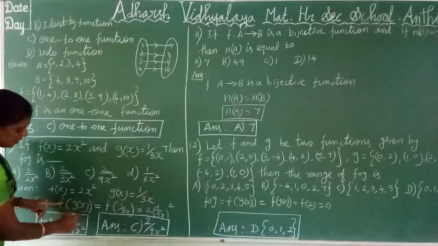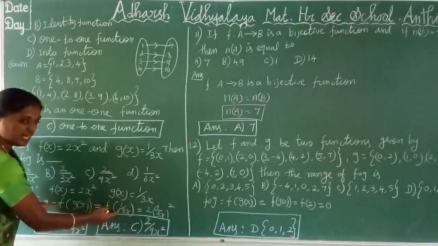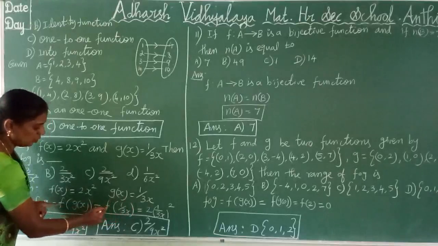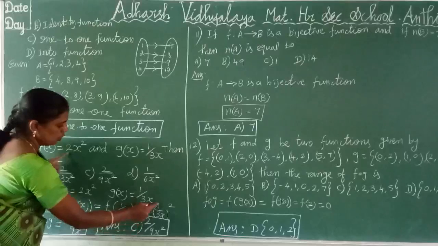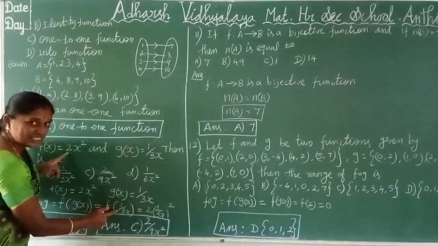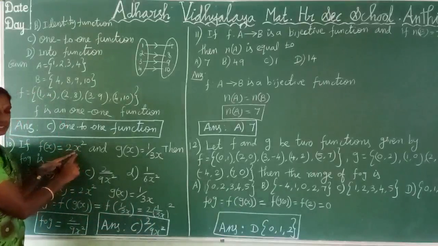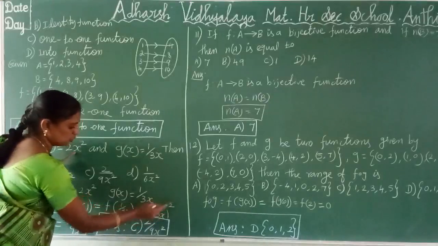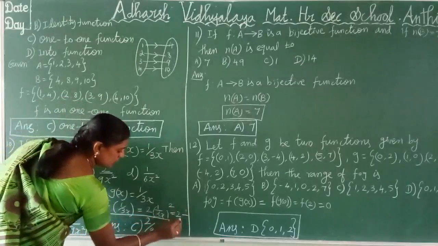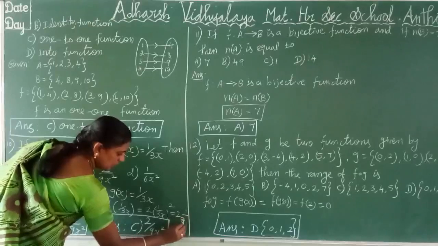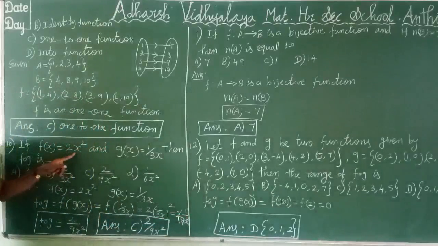So f of g(x), applying g(x) = 1/3x. This whole thing now consider as x, and apply it to f. That is f(x) = 2x². So 2 into (1/3x) whole squared. 2 into 1 squared, answer 1. And (3x)² equals 3 squared, which is 9x². So 2 into 1 by 9x², that is 2/9x².